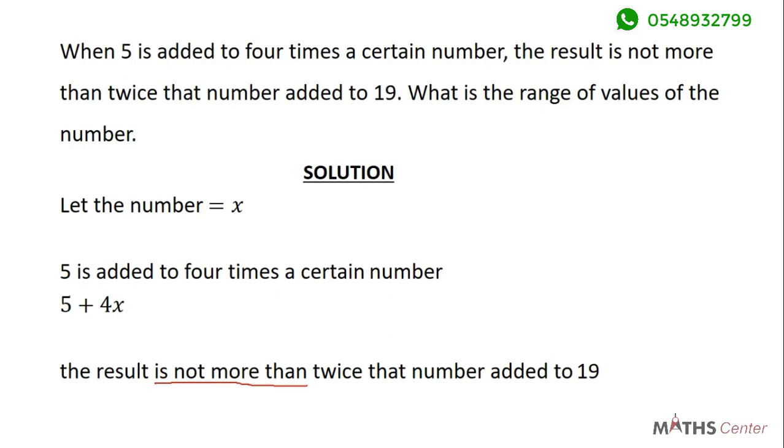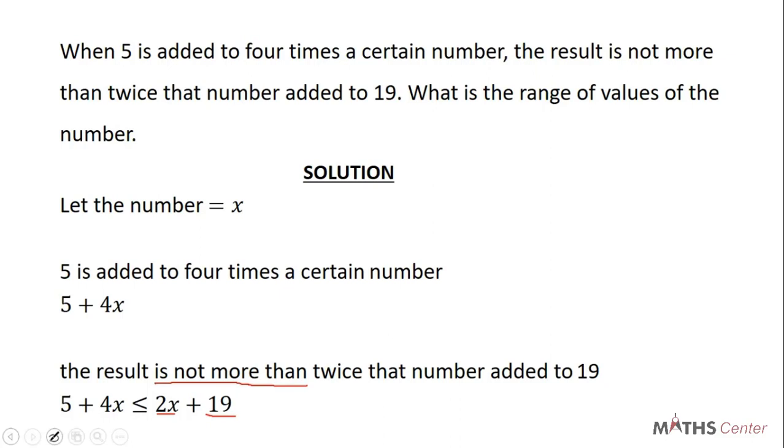So this statement, the result is not more than, means that this result here is less than or equal to twice that number added to 19. That number is now x. So twice that number will be 2x. Added to 19 will be 2x plus 19. So all that this statement is telling us is that 5 plus 4x is not more than, which means that it is less than or equal to twice that number added to 19. Twice that number is 2x, added to 19 is plus 19. So I hope that is clear.